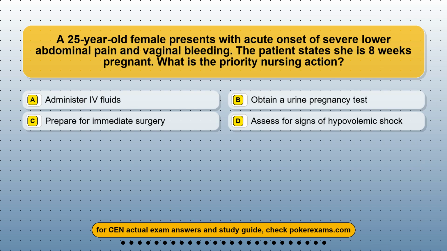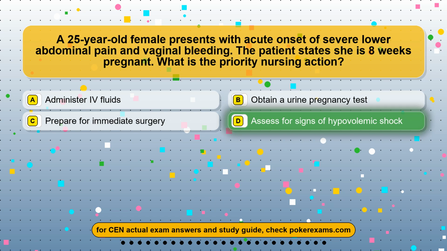Question 13. A 25-year-old female presents with acute onset of severe lower abdominal pain and vaginal bleeding. The patient states she is 8 weeks pregnant. What is the priority nursing action? Option A, administer IV fluids. Option B, obtain a urine pregnancy test. Option C, prepare for immediate surgery. Option D, assess for signs of hypovolemic shock.